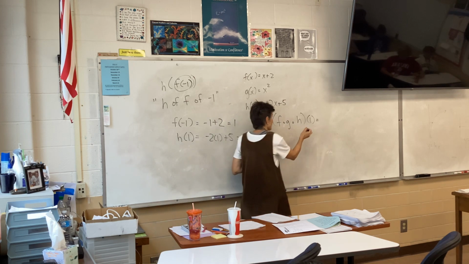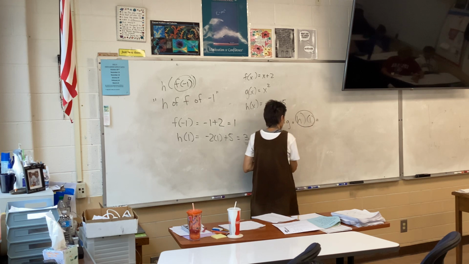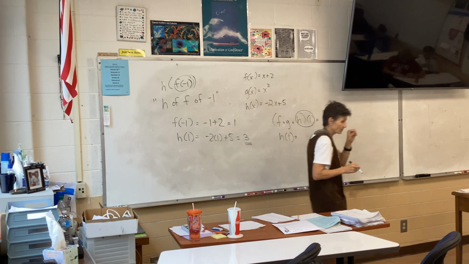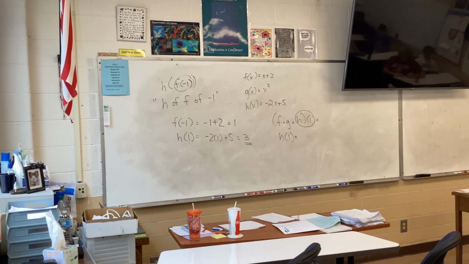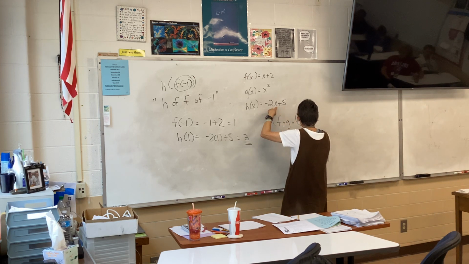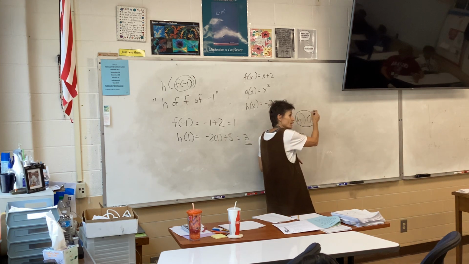So where do we start? Put 1 into h. This is where we start. We always start with the letter that's closest to the number, right? So we're going to find h of 1. I'm going to plug 1 into h. What do I get when I plug 1 in for the x here? 3. So this part is 3.